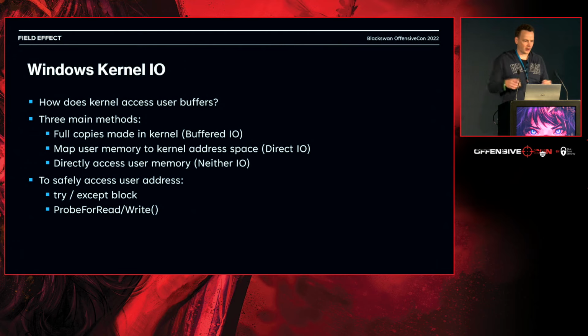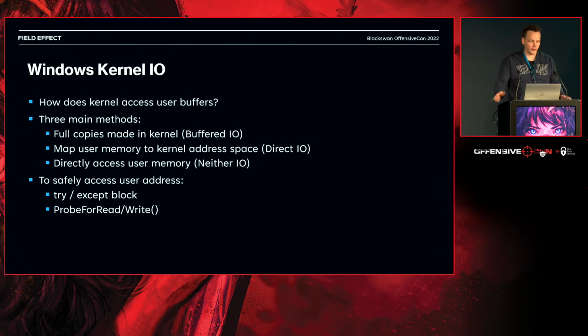The second method, direct I/O, is when the kernel will lock the user mode pages in memory and then create a mapping of a kernel address pointing to the same physical pages, so that it doesn't require any copying. It's a little faster, but both user mode and kernel mode can see and change the values in those memory pages. So if you're writing code that's doing direct I/O, you need to make sure you're aware of the issues that can come up if user mode changes things on you.